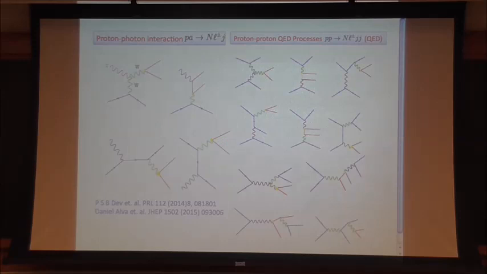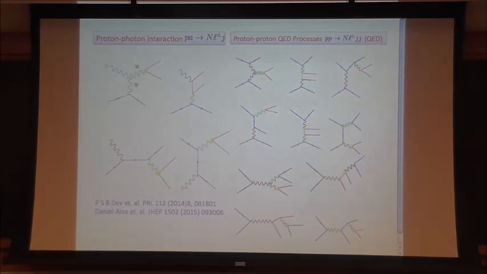There is another process called the inelastic process, where the initial proton fragments, and then the parton radiates the photon, and then that photon interacts with the remaining proton. And the final one is the proton-proton QED process, the two-jet process. This is called the inelastic process according to them, because all these protons are fragmented, and then they have the W gamma interaction to produce this two-jet process.